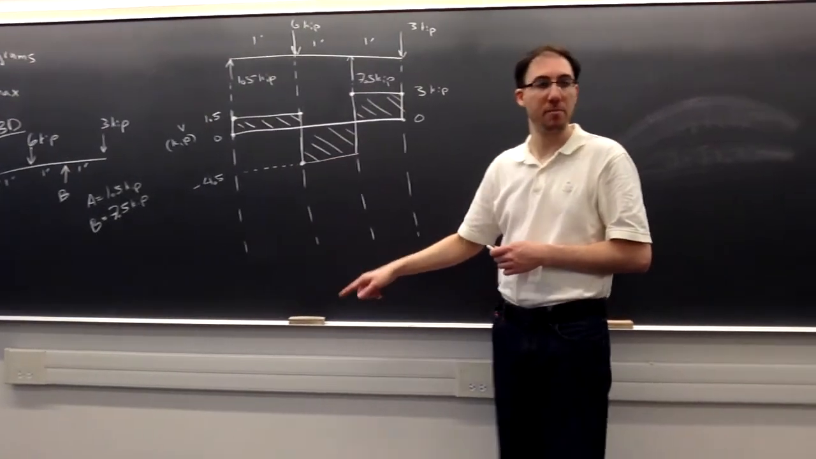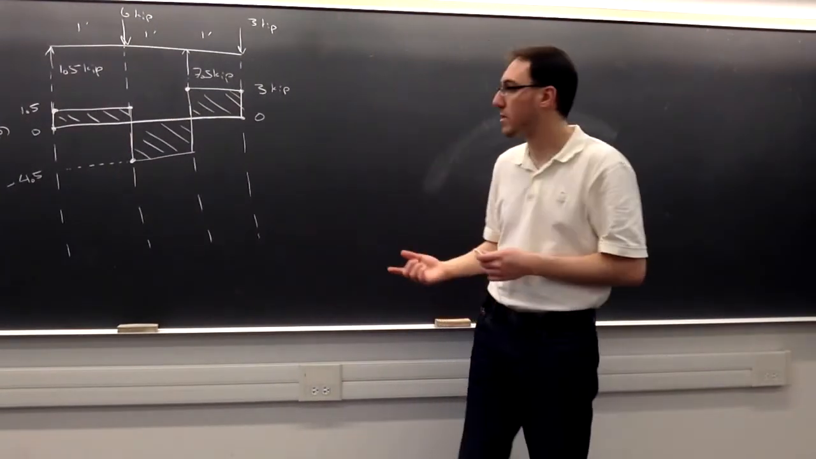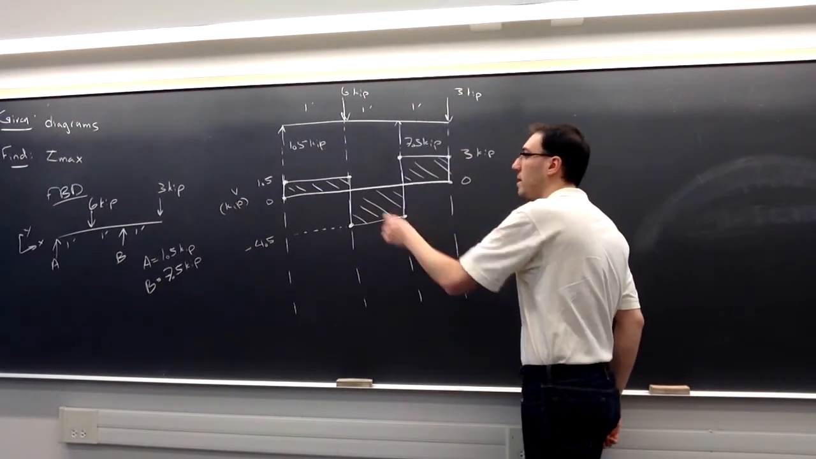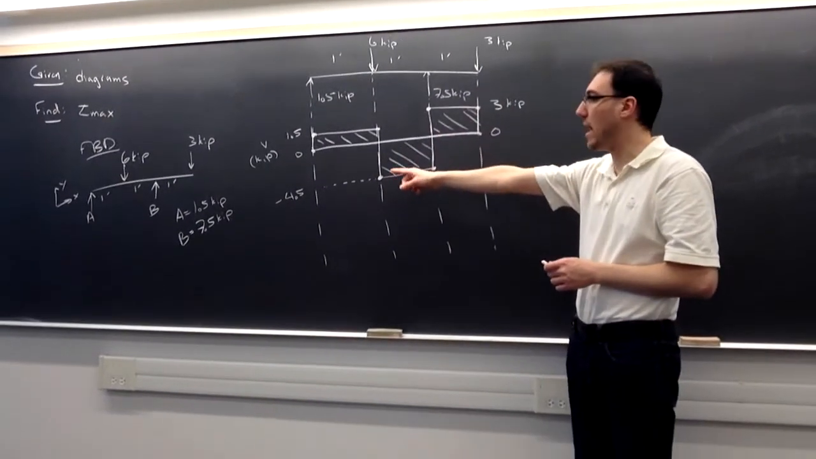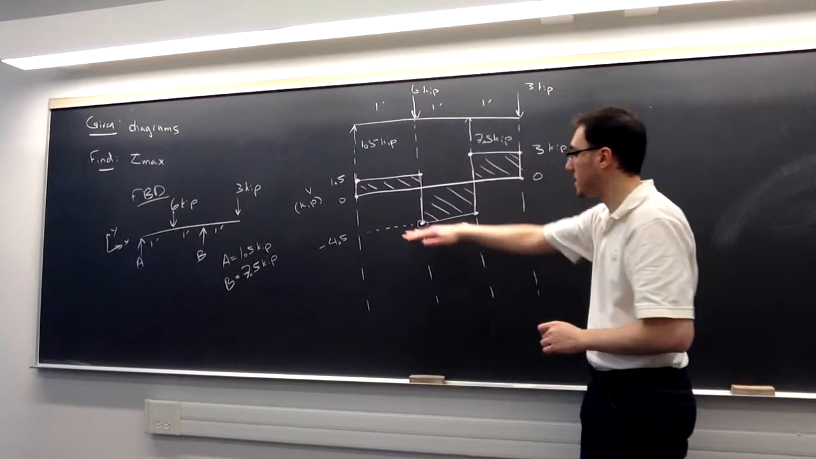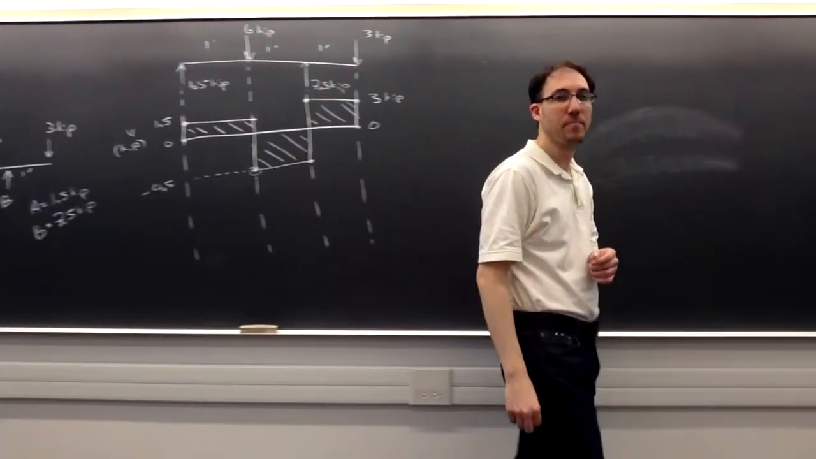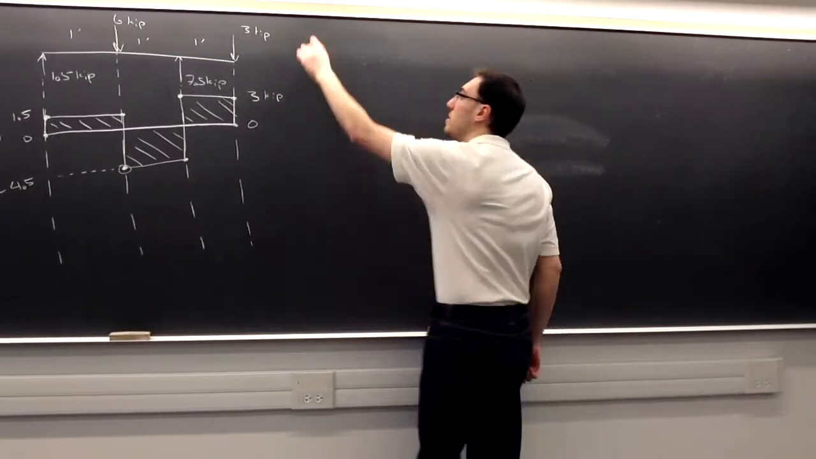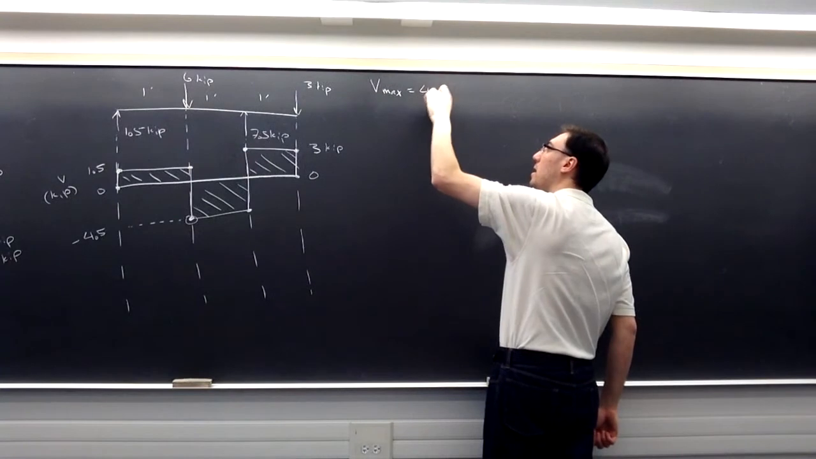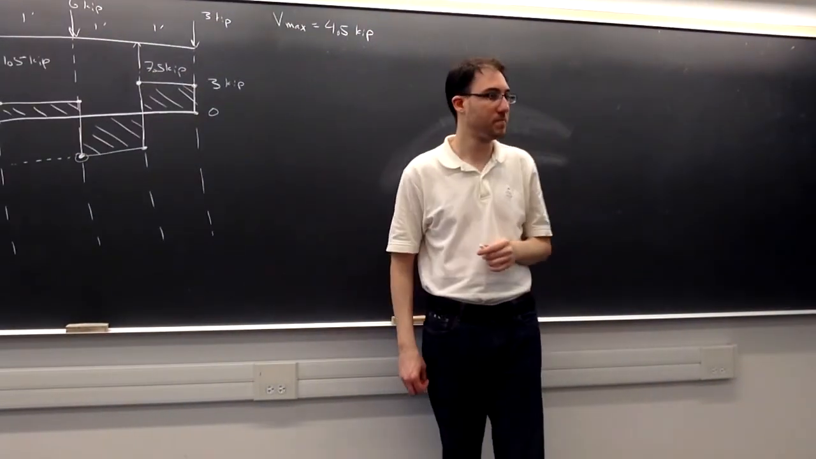For M we do, because compression and tension potentially are going to behave differently. But for the shear stress, we don't really care. So what we can see here is that the absolute maximum value is going to be 4.5 kip. And really it's along this entire section, the beam is experiencing 4.5 kips of internal shear force. So the maximum V, ignoring the sign for right now, is 4.5 kip.